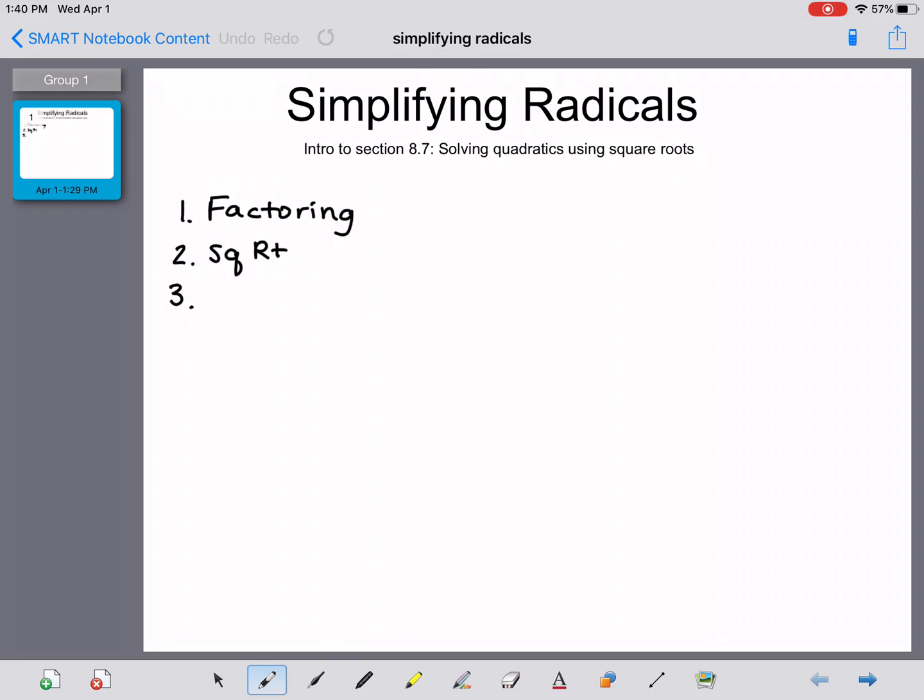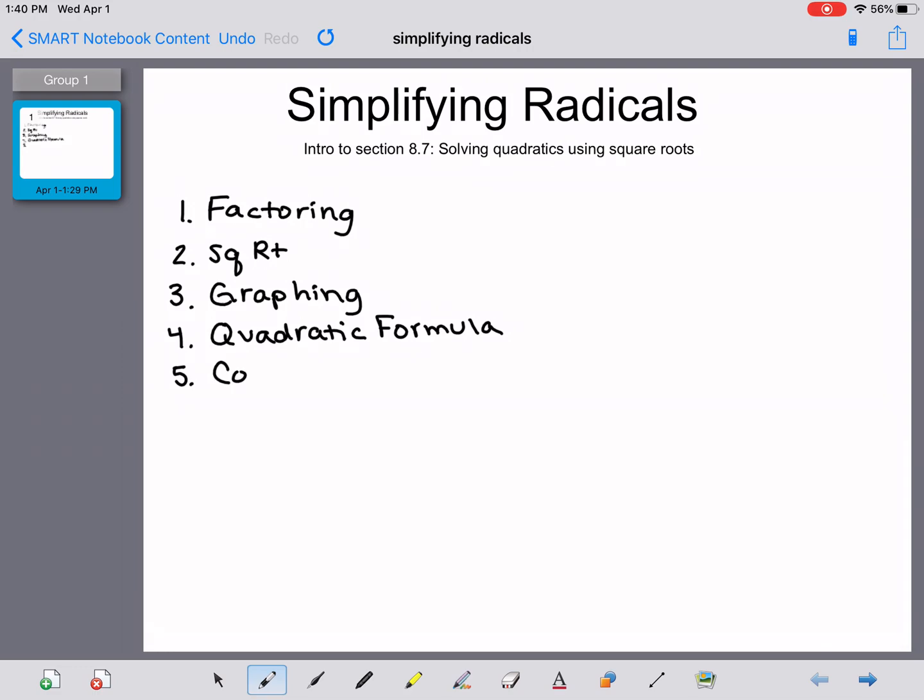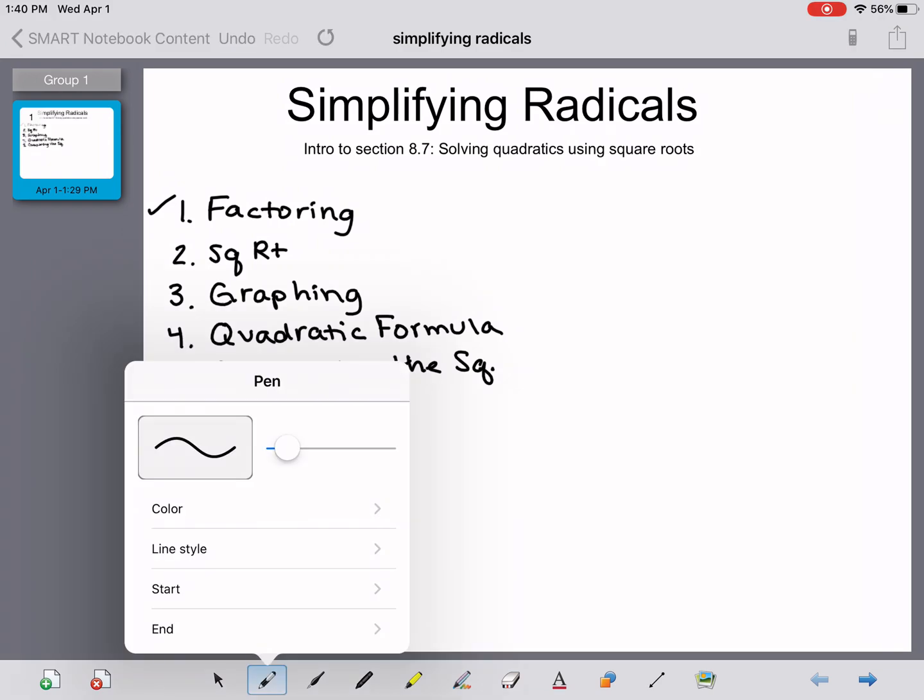There's graphing. There's quadratic formula. And there's a method called completing the square. So these are all methods on how to solve a quadratic equation. A quadratic equation is some sort of equation that has x squared in it, okay? So we did factoring the past 2 days, and now we're going to do the square root method.